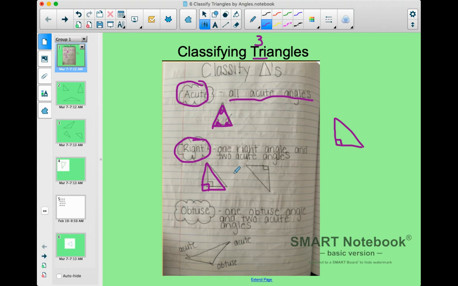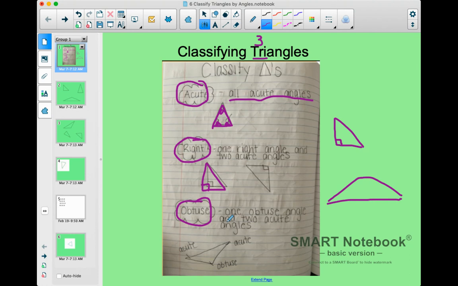And the last type is our obtuse triangle. So an obtuse triangle has one obtuse angle, so one angle that is really large, and then it has two acute angles. Anytime you see an obtuse angle, it's automatically an obtuse triangle. If you see a triangle that looks like it's really wide, then that is going to be an obtuse triangle. If it has one obtuse angle, then it is an obtuse triangle.